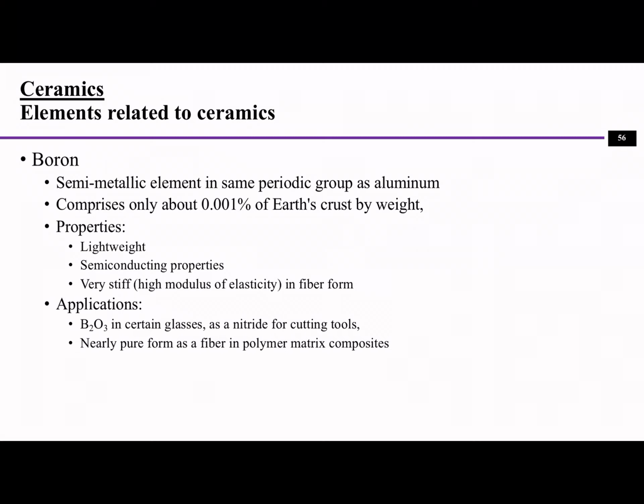So boron is another semi-metallic element. It makes up about 0.001% of Earth's crust by weight, so it has a really low amount in nature, but it is really lightweight. It has a semiconducting property. It's very stiff in fiber form. It can also be used as a nitride. Boron nitride can be used for cutting tools, but those cutting tools are usually very, very expensive.